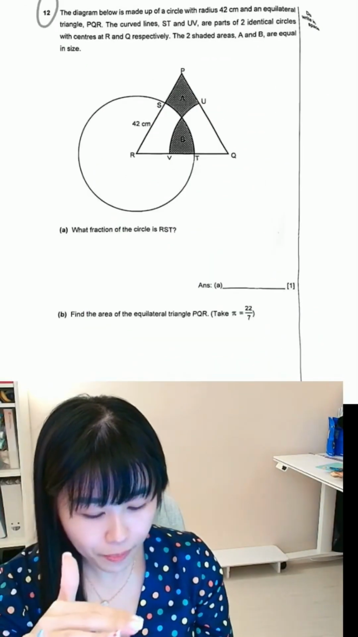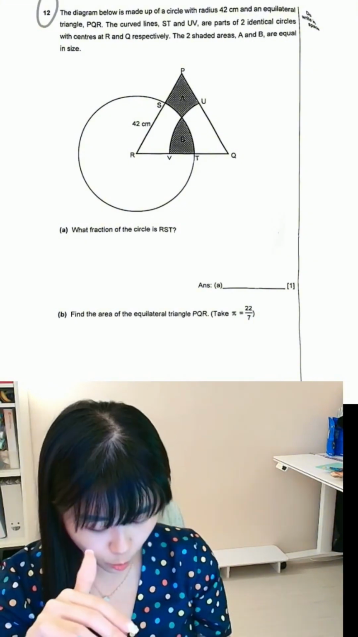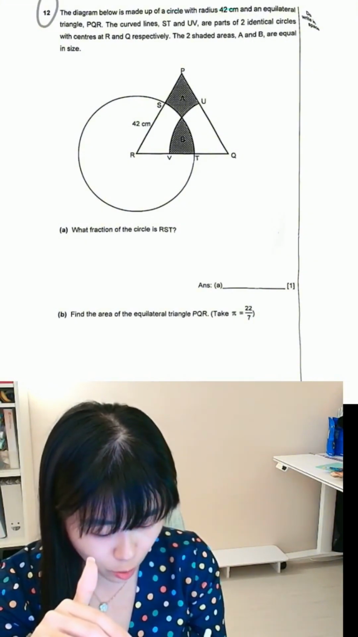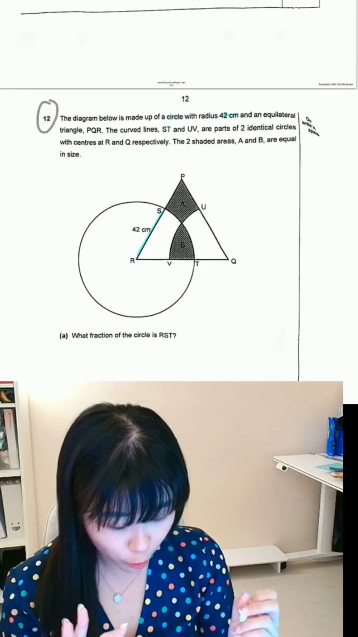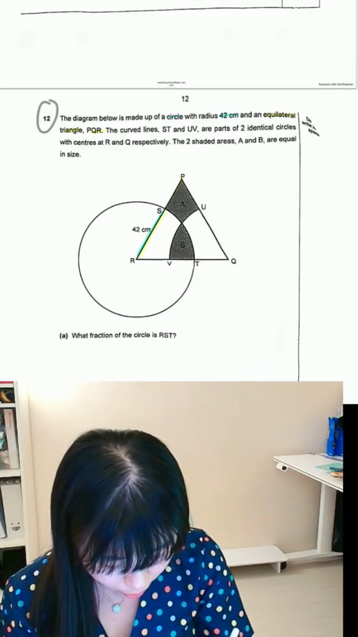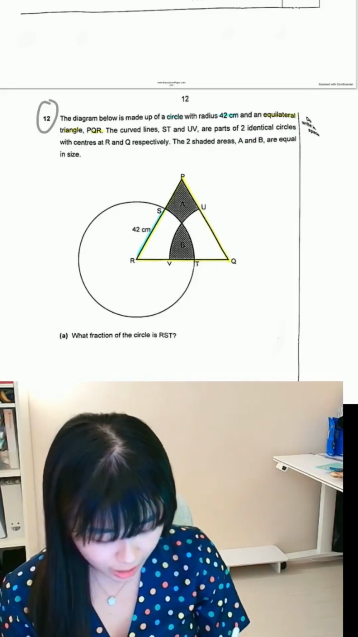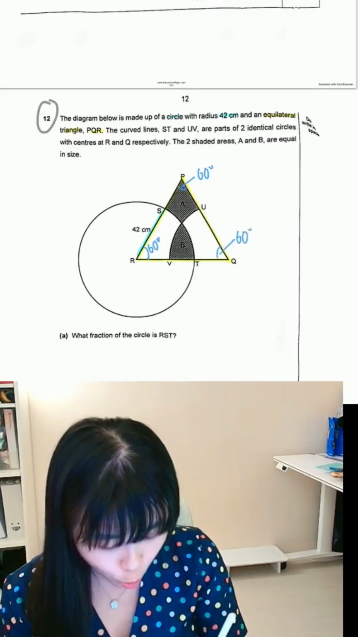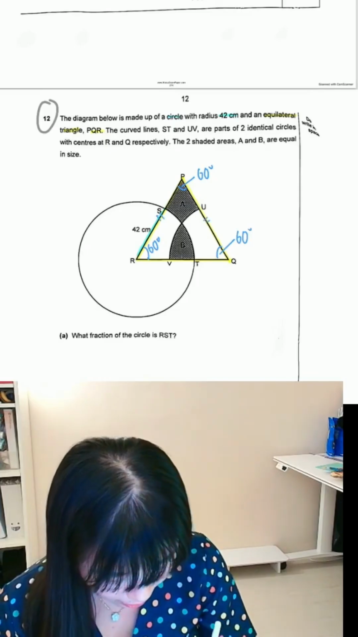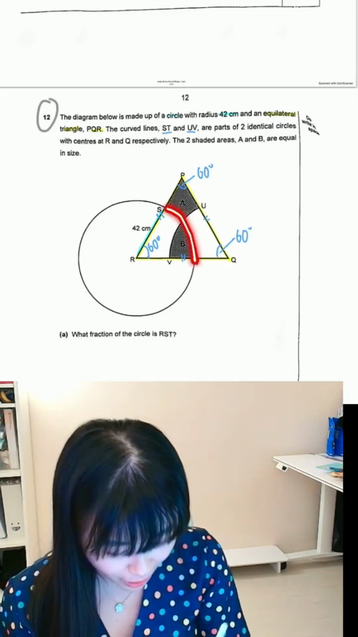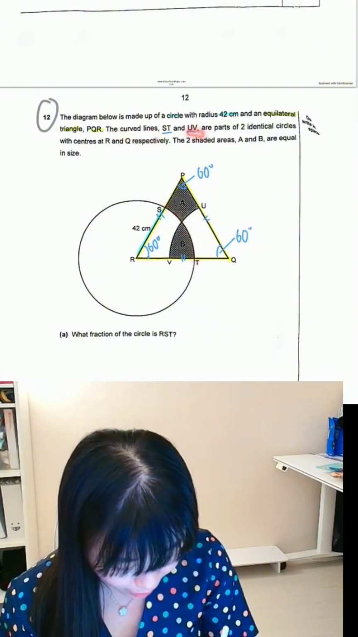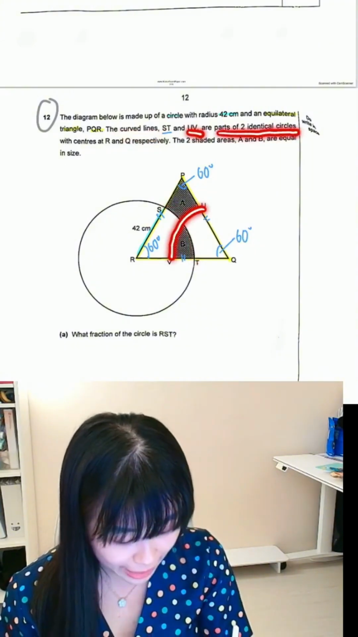Okay. The diagram below is made up of a circle with radius 42 cm. So there, this is the radius. Okay, we know the 42 cm. PQR is an equilateral triangle. So if it's an equilateral triangle, you know that all angles are 60 degrees. And I also know all the sides are equal. This side and this side and this side are equal. So they say ST, the curve line, and UV, like that, are parts of two identical circles.